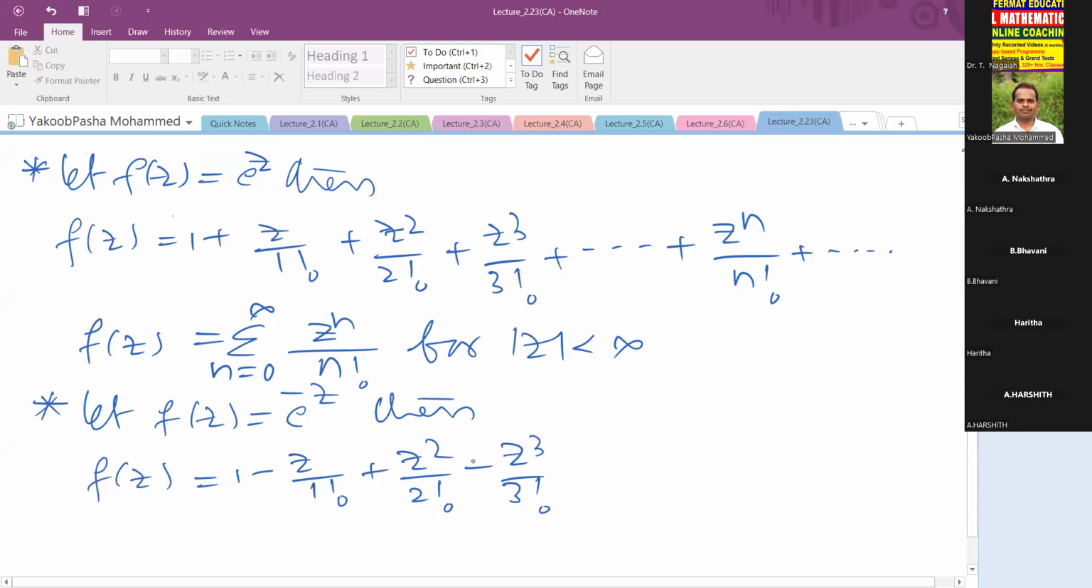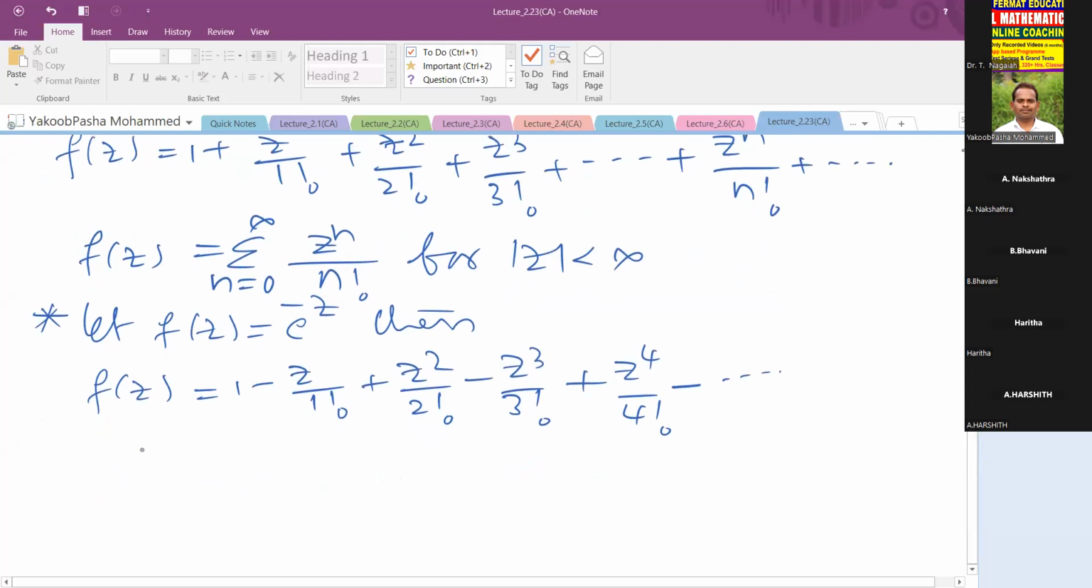Even terms are positive, odd terms are negative. Z power 4 by 4 factorial minus and so on. This is the expansion. So we can write in summation notation, f of z is equal to summation n equal to 0 to infinity, minus 1 to the power of n into z power n divided by n factorial. When we take n equal to 0, positive number. When we take n equal to 1, negative number.